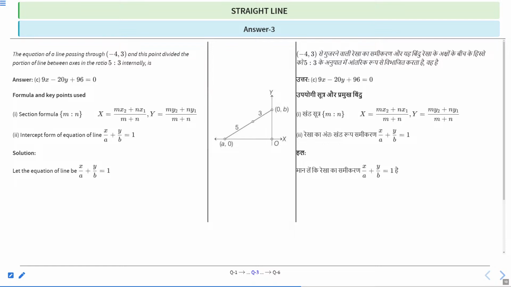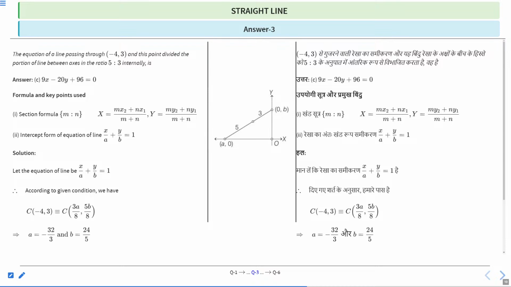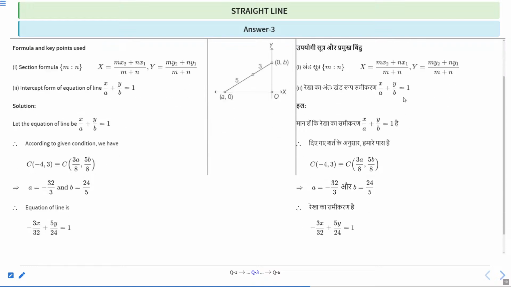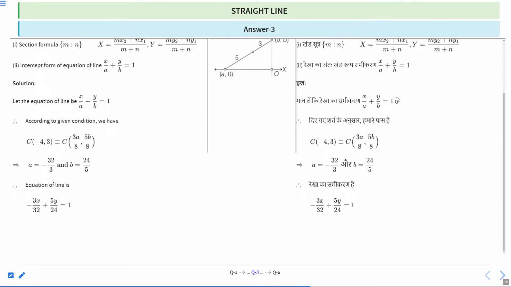Let the equation of the line be x/a + y/b = 1. According to the given condition, you will equate 3a/8 = -4 and 5b/8 = 3. So you will get a = -32/3 and b = 24/5. Therefore, the equation of the line is -3x/32 + 5y/24 = 1.